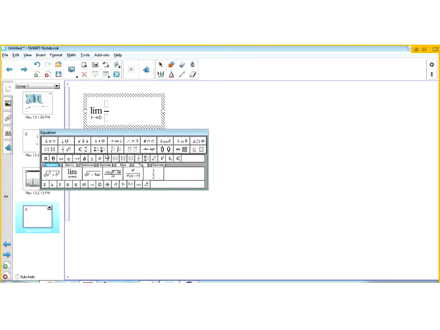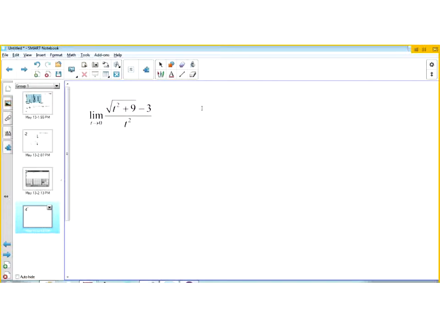I'll have the square root. I forgot where the square root symbol was. The square root of, say, t squared plus 9. Okay, that's under the radical. Minus 3. Oops, that's in the numerator, sorry. Divided by t squared. Okay. All right, so we want to calculate this limit.